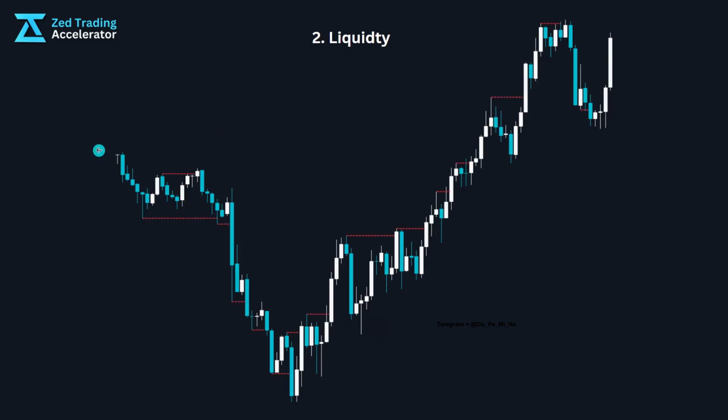Alright, so as we can see here, we have taken out a liquidity. We have a swing high right here. The price went up first before going down. Here we have buy side liquidity. If you don't know what buy side liquidity is, don't worry, I will explain it fully in this mentorship.